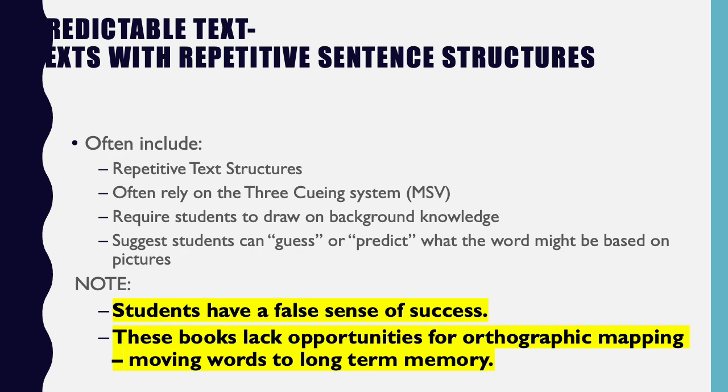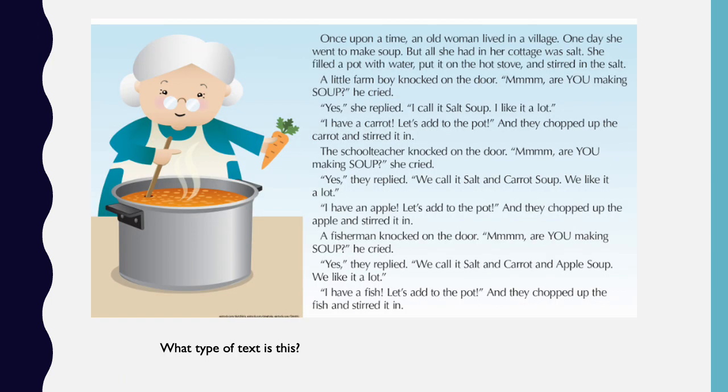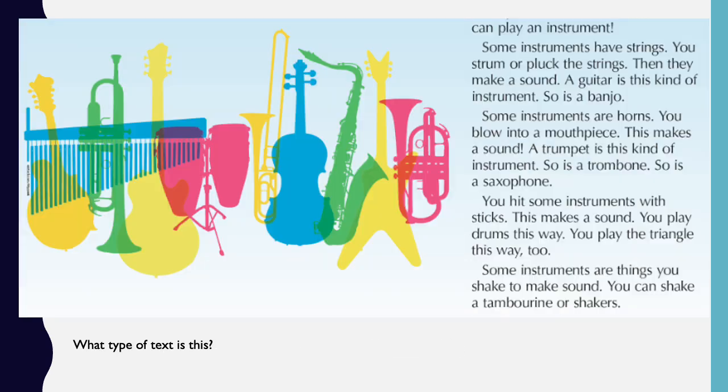So here's an example of a predictable text, and she is making soup, and you get to continue to build upon it. So we call it salt and carrot soup. We like it a lot. Then she has an apple and chops it up and stirs it, and now they call it the salt carrot apple soup. We like it a lot. So there's a lot of predictability and a lot for the student to connect to, but not decode. So yes, this is predictable.